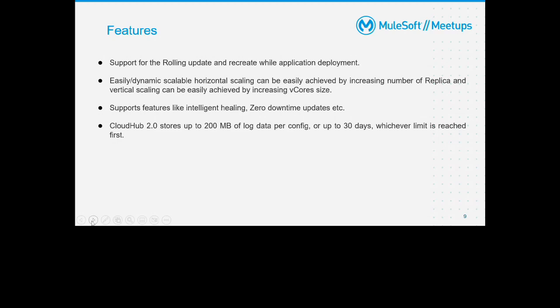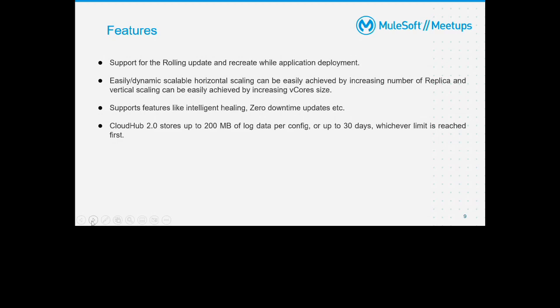Horizontal scaling and vertical scaling we can also do in CS2.2. Increasing the vCore size is vertical scaling, and increasing the number of replicas is horizontal scaling. And CS2.2 supports intelligent healing and zero downtime. For achieving zero downtime, go for the rolling update, so that it will not stop the first one and will wait for the next deployment.